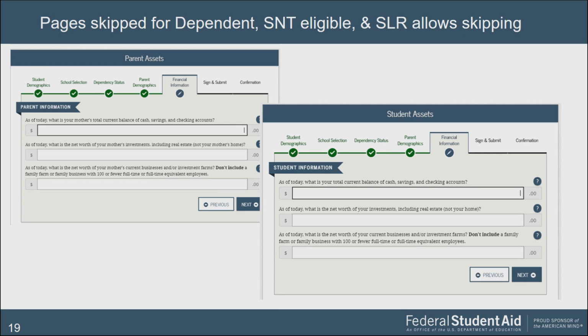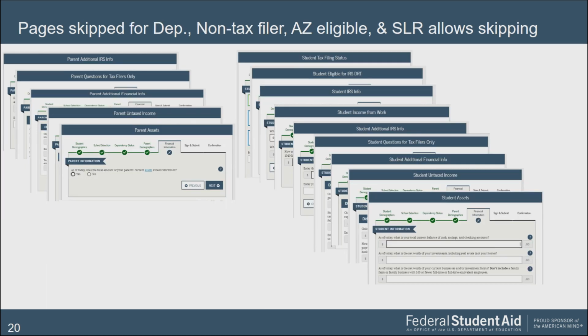So these are the pages that would be skipped if somebody either says yes, they want to skip the assets because they qualify for the simplified needs test, or they indicate that their assets do not exceed the threshold when they don't qualify for simplified needs or automatic zero EFC. So the left view is for the parent's assets and the right view is for the student assets. And if it's a dependent student that's eligible for the simplified needs test, they would be able to skip both of these pages. And if we have a dependent student who is a non-tax filer and eligible for an automatic zero EFC and their state of legal residence allows skipping, look how awesome that is. All of those pages get to be skipped.